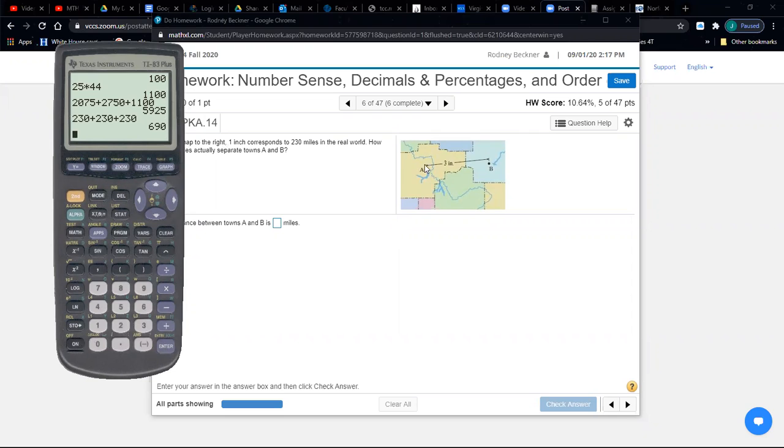But what if this distance wasn't just 3 inches? What if it was 30 inches? Would you really want to type 230 plus 230 plus 230 in total 30 times? I highly doubt it. So if you remember, the extension of addition is multiplication. So if 1 inch is 230 miles, maybe we can just multiply those and get a sensible answer.